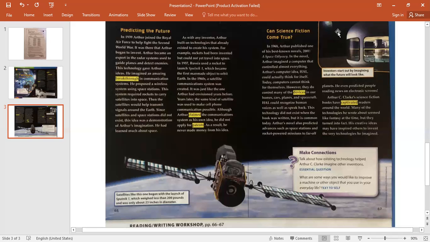Arthur C. Clarke's science fiction books have captivated readers around the world. Many of the technologies he wrote about seemed like fantasy at the time, but they turned into fact. His creative ideas may have inspired others to invent the very technologies he imagined. All right.